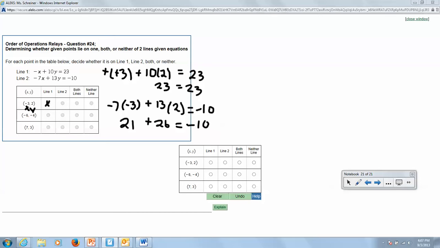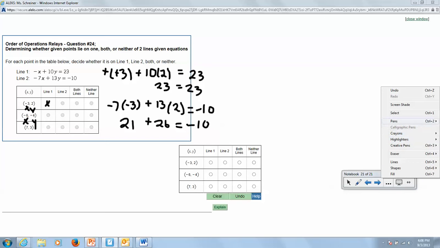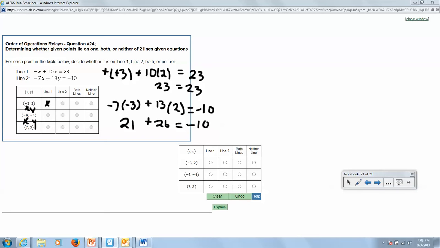Then you take the next one, the -6 and the -4. So -6 going in that first one right there, plus 10 times -4. Well, we automatically know, even though that's a +6, this is going to be a -40, and that's not going to give you 23. So that first line is a no. Try the second line.